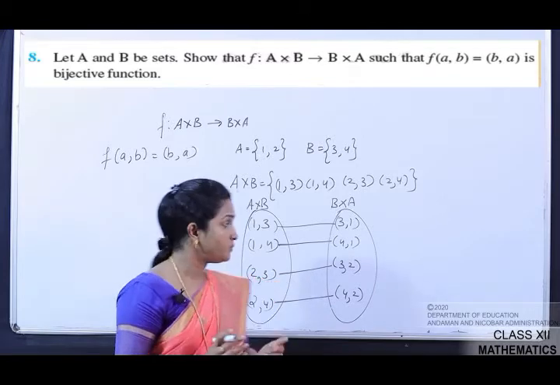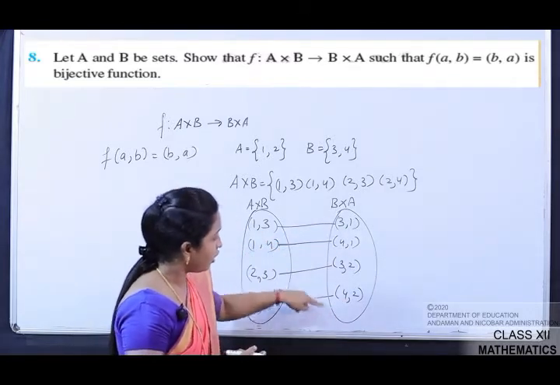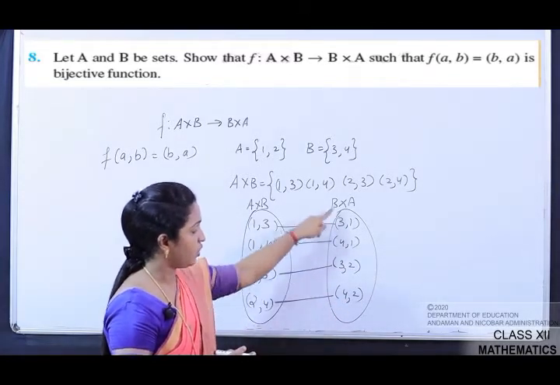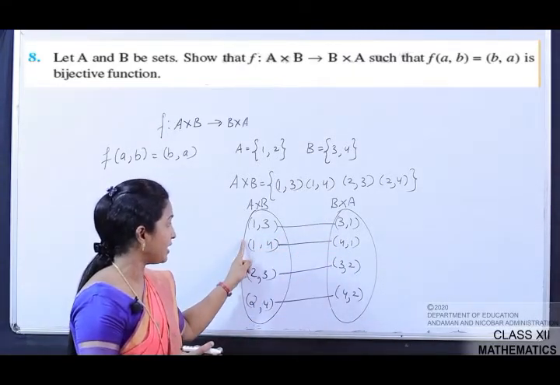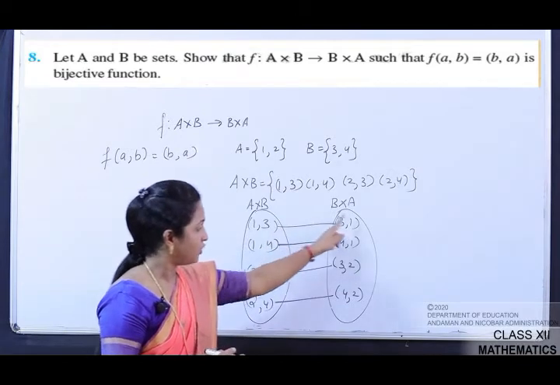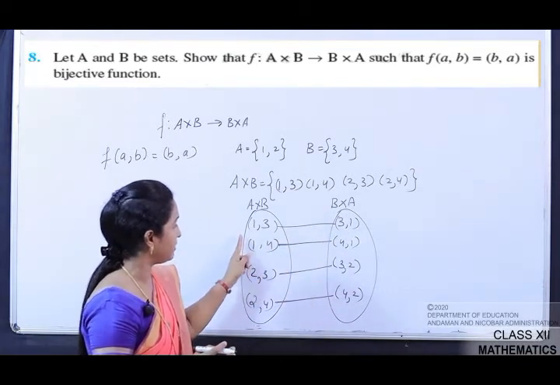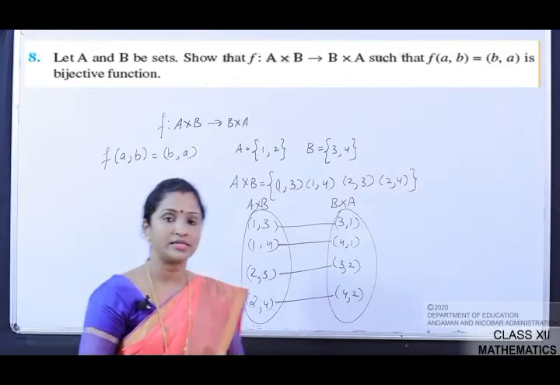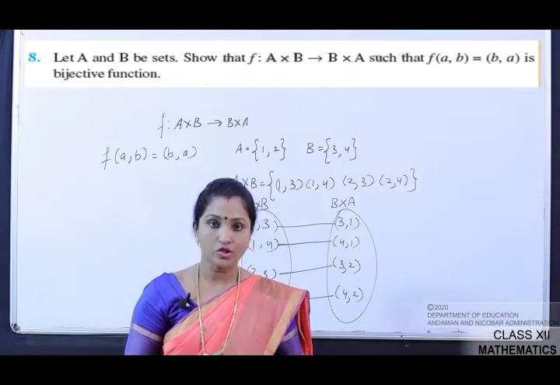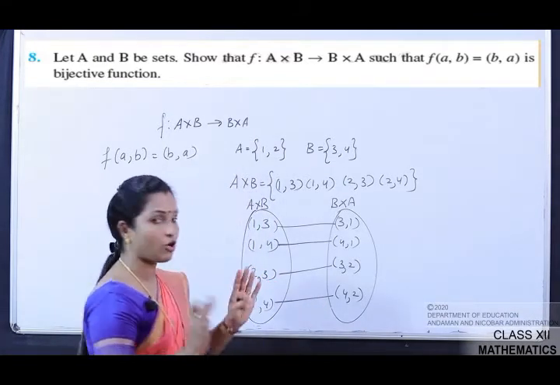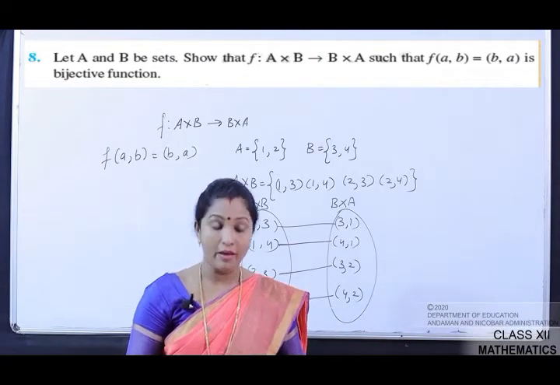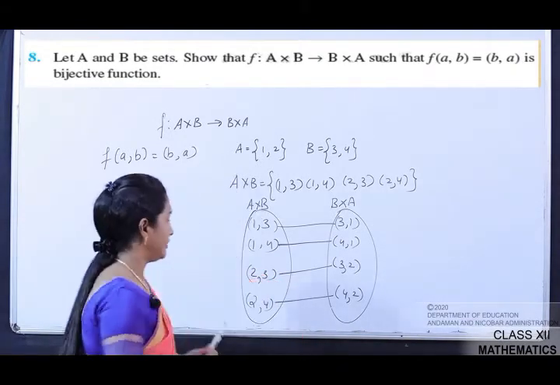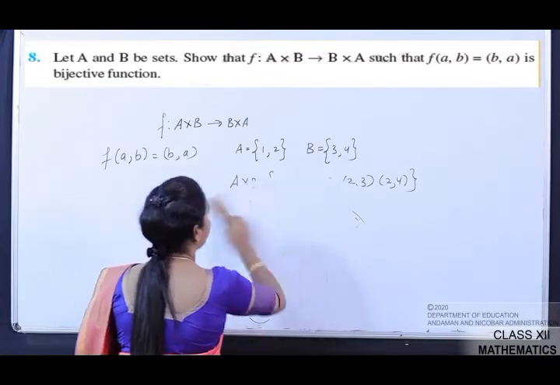What about onto? You can see here all the elements in B cross A will be having a pre-image in A cross B. All the elements will be having a pre-image in A cross B. That means we can say that the function is onto. So with this example, the concept is clear that the function is both 1 1 and onto, hence it's bijective. But the way of writing you should know it. Okay? So let's see how to write down.